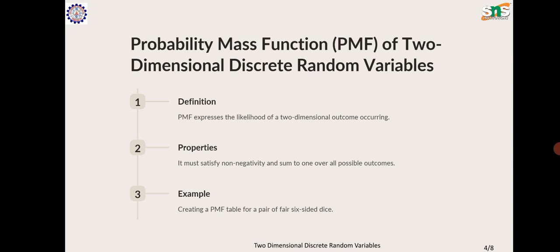Here the PMF expresses the likelihood of a two-dimensional outcome occurring. Its properties: it must be non-negative and sum to 1 over all possible outcomes. An example is creating a PMF table for a pair of fair six-sided dice.